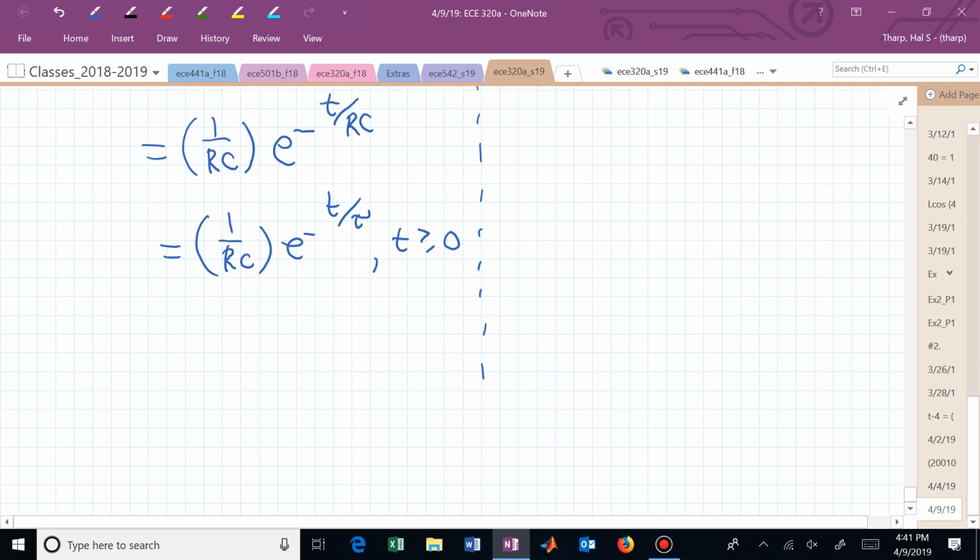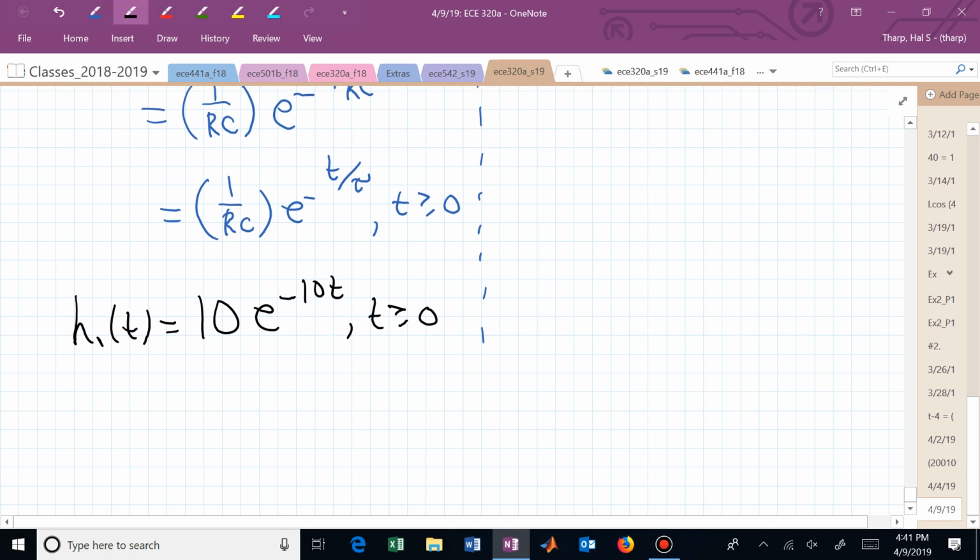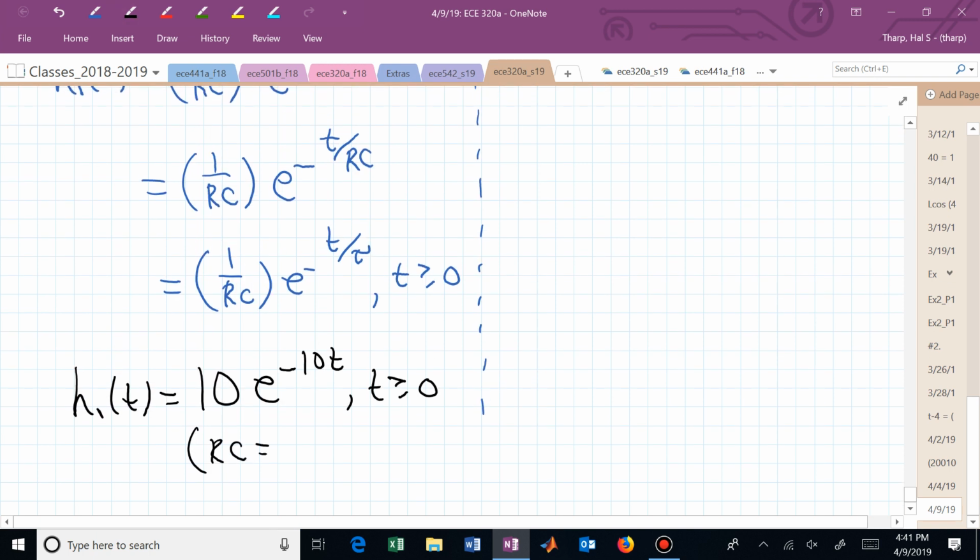And suppose we put in some numbers just to give us something to think about. Suppose that I now said that h1 of t is equal to 10 e to the minus 10t. What am I assuming RC is equal to? What is tau? 0.1. We have 1 over 0.1 gives us 10, doesn't it? So RC is now 0.1.